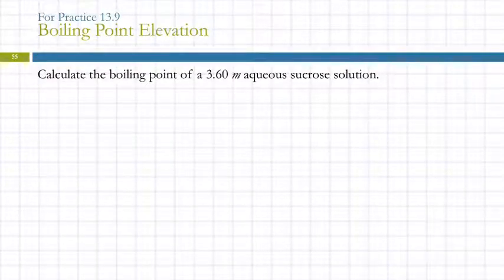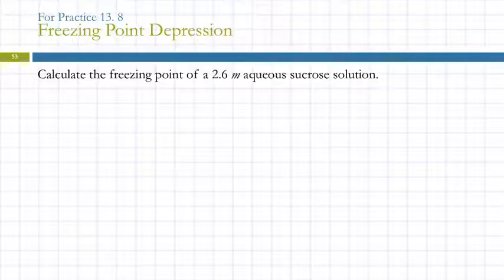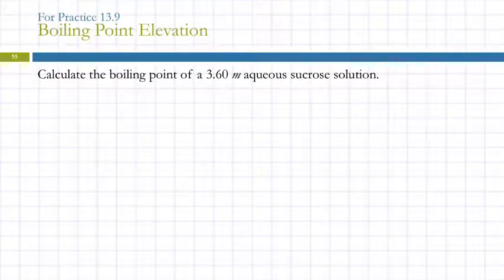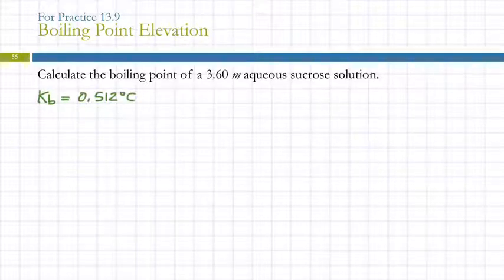So let's calculate a boiling point. Calculate the boiling point of a 3.6 molal aqueous sucrose solution. So again, a sugar water solution, different concentration. This is the boiling point, so we need to use the boiling point elevation constant, which is different. Here's the freezing point one. The boiling point one is smaller, 0.512 degrees Celsius per molal.